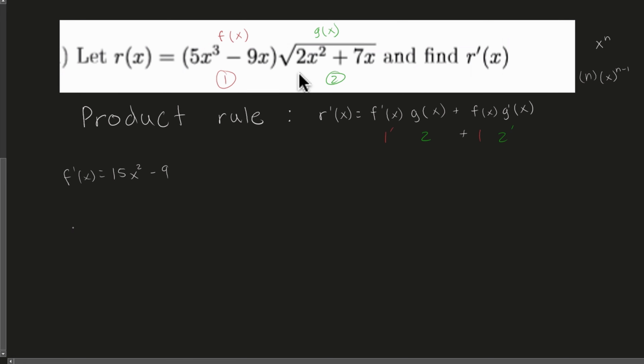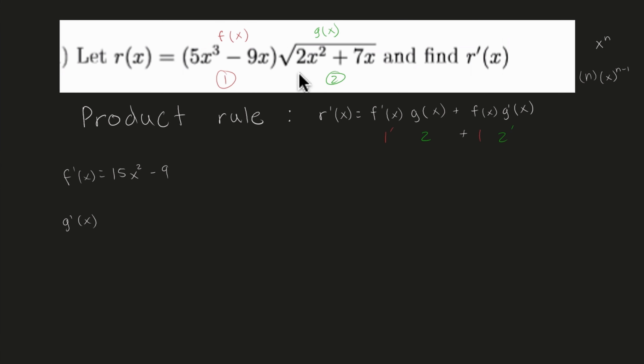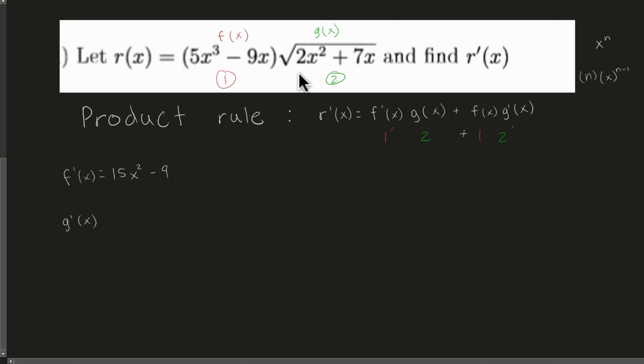Now we need to solve for our g prime of x. Our g prime of x is going to be a little bit different. We see that we have a radical here. And with this radical, it's important to take into account that we can't take the derivative of it like this. What we need to do is rewrite this. So we're going to have our 2x squared plus 7x, and we need to have it in its exponent form. And this is just going to be 1/2. If we had a 3 out front, it would be 1/3.